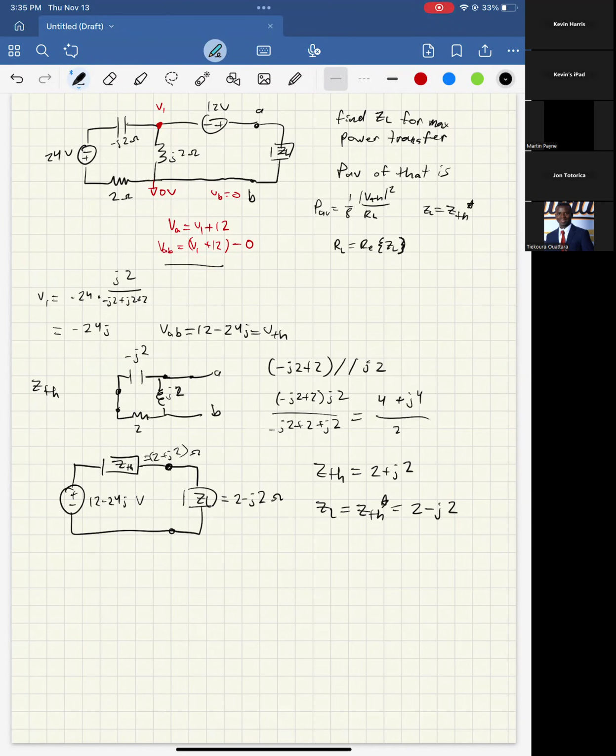Okay, so we have everything now. Now we just need to plug it all back into our original power equation. So first off, we've answered the first section of the question, right? We found ZL. So I'll write that first, right? ZL equals 2 minus J2 ohms for maximum power transfer.